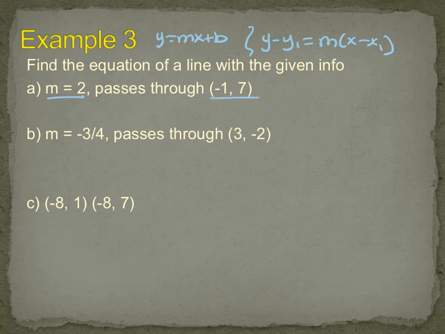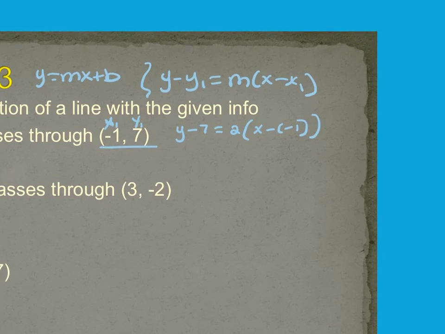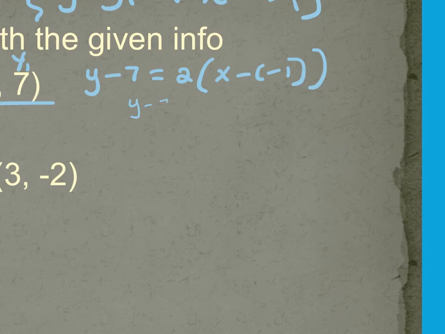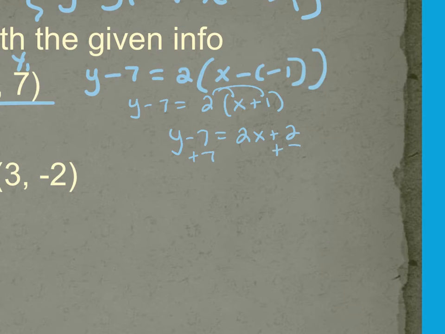So for me, if it gives me point and slope like A does, I always plug in a point slope. Think about what you're given. Point, slope. The equation's name is point slope. So this is my x1, this is my y1, and I would do y minus y1 equals the m, which is 2, x stays as x, minus x1, which becomes minus a negative 1. Then I would get y minus 7 equals 2 times x plus 1. Distribute the 2 and add the 7.